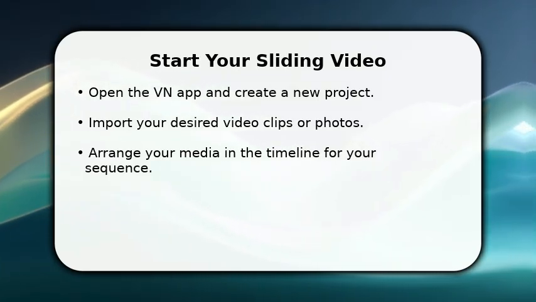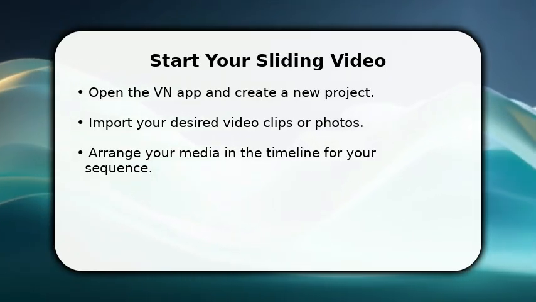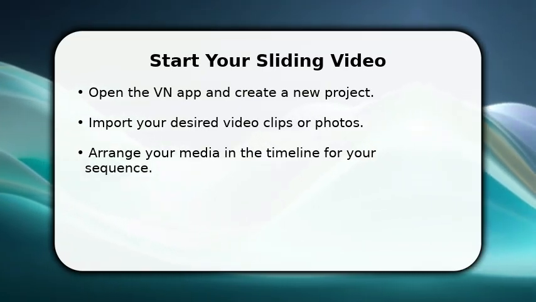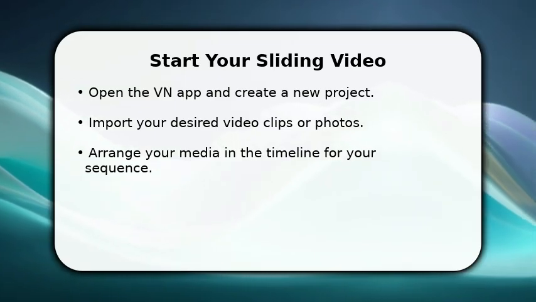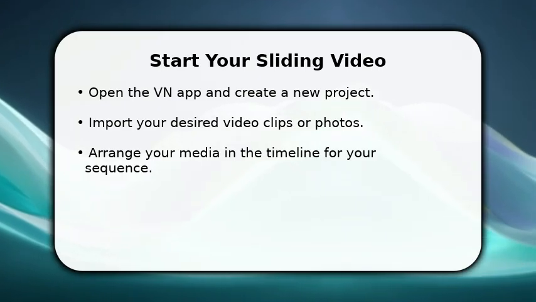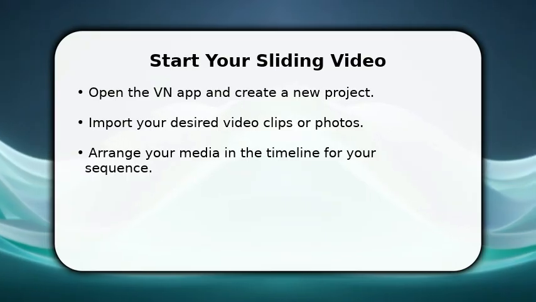First, open the VN app on your device and tap the plus icon to start a brand new project. Next, select all the video clips or photos you wish to use for your sliding effect. Once imported, arrange them in the timeline in the order you want them to appear. This crucial first step sets the foundation for your dynamic visual story.